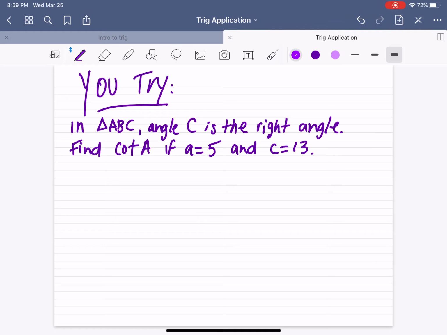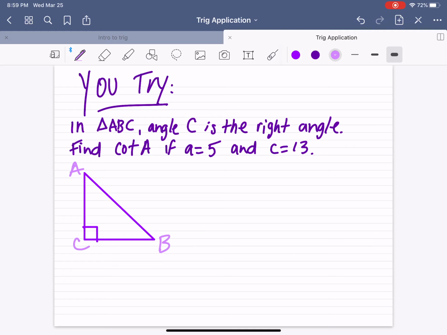In triangle ABC, angle C is the right angle. And I want you to find cotangent of angle A if side A is 5 units and side C is 13 units. Always start by drawing your right triangle. And again, the problem states that angle C is the right angle. So make sure you put letter C where the right angle is. And of course, let's put the A here and the B here. Remember, the angles are uppercase letters. So let's label our sides.